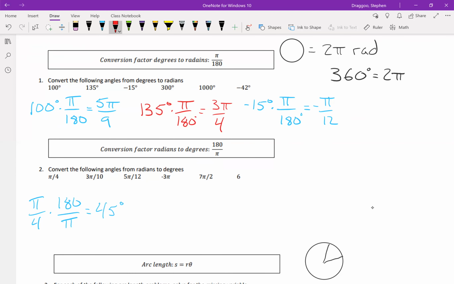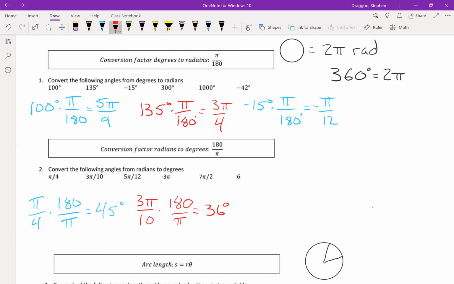If I take 3 pi over 10, multiply that by 180 over pi, I'll get another number. 3 times 18 is 36 degrees.